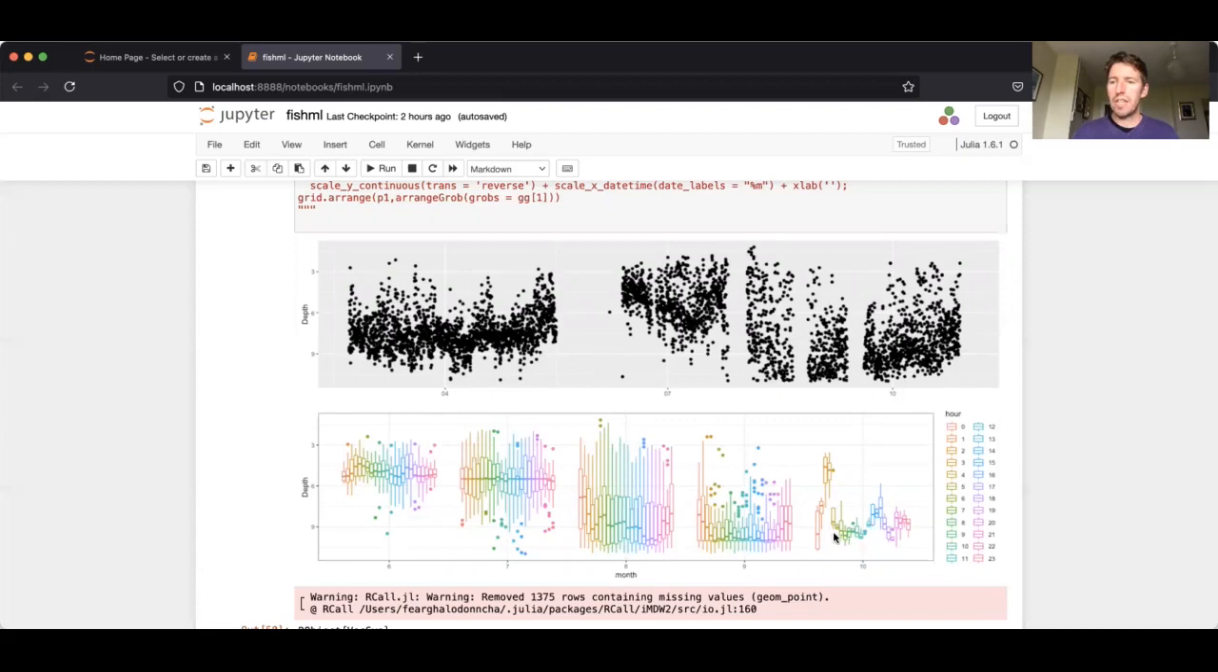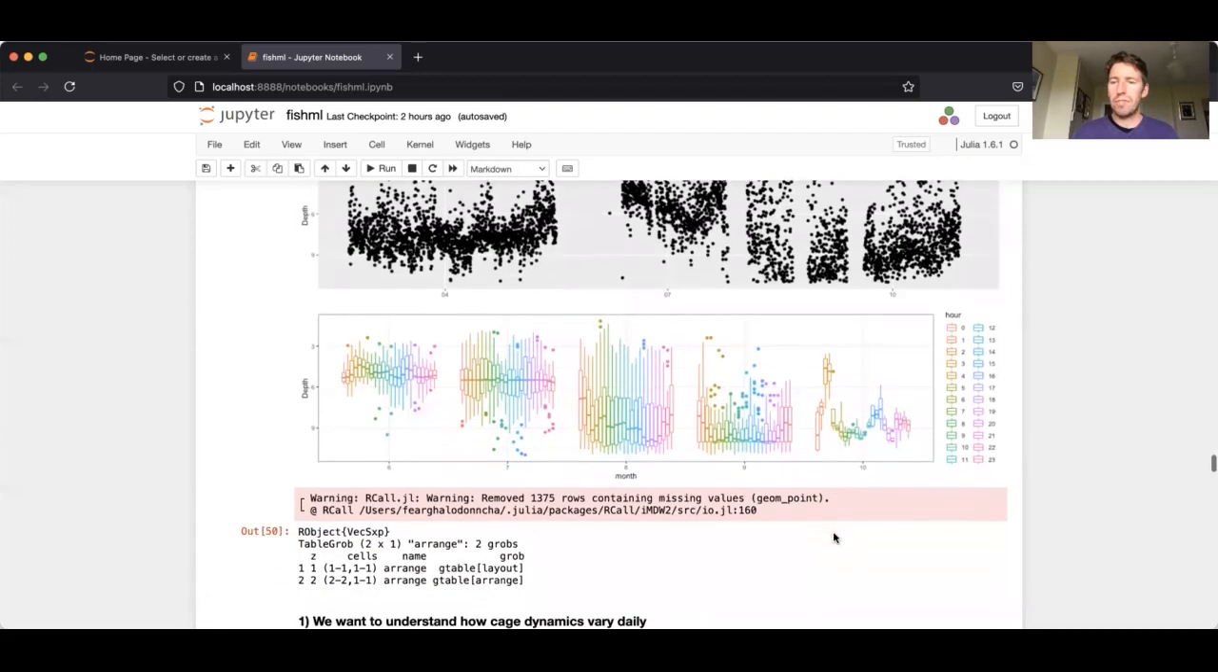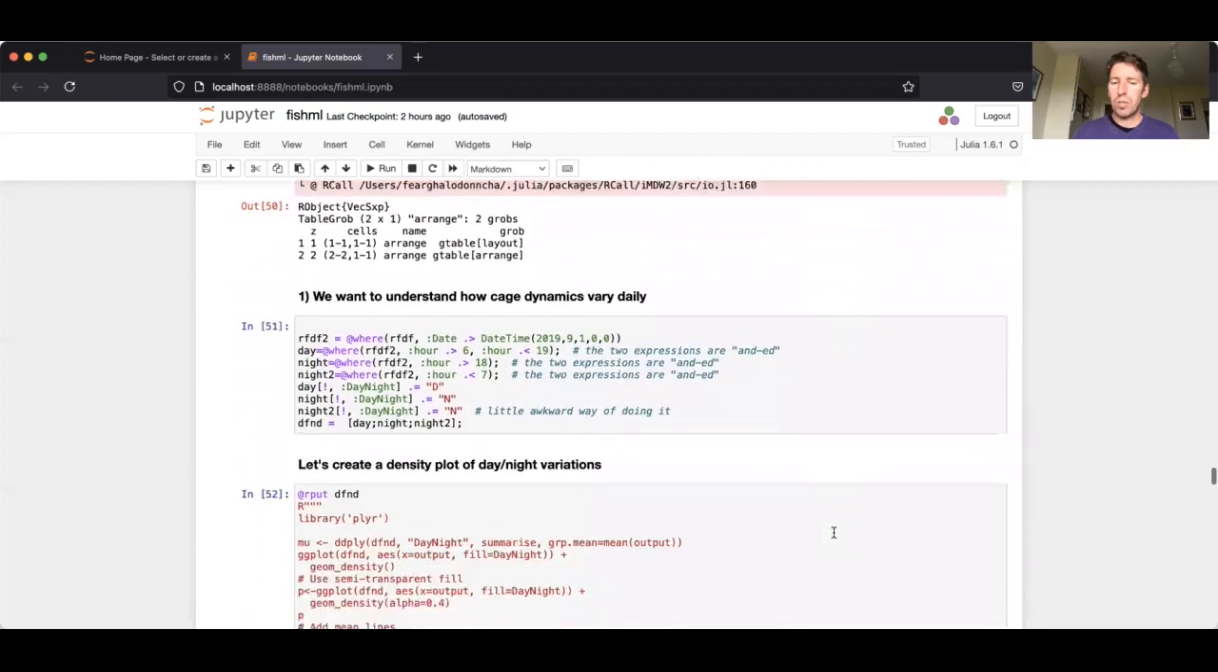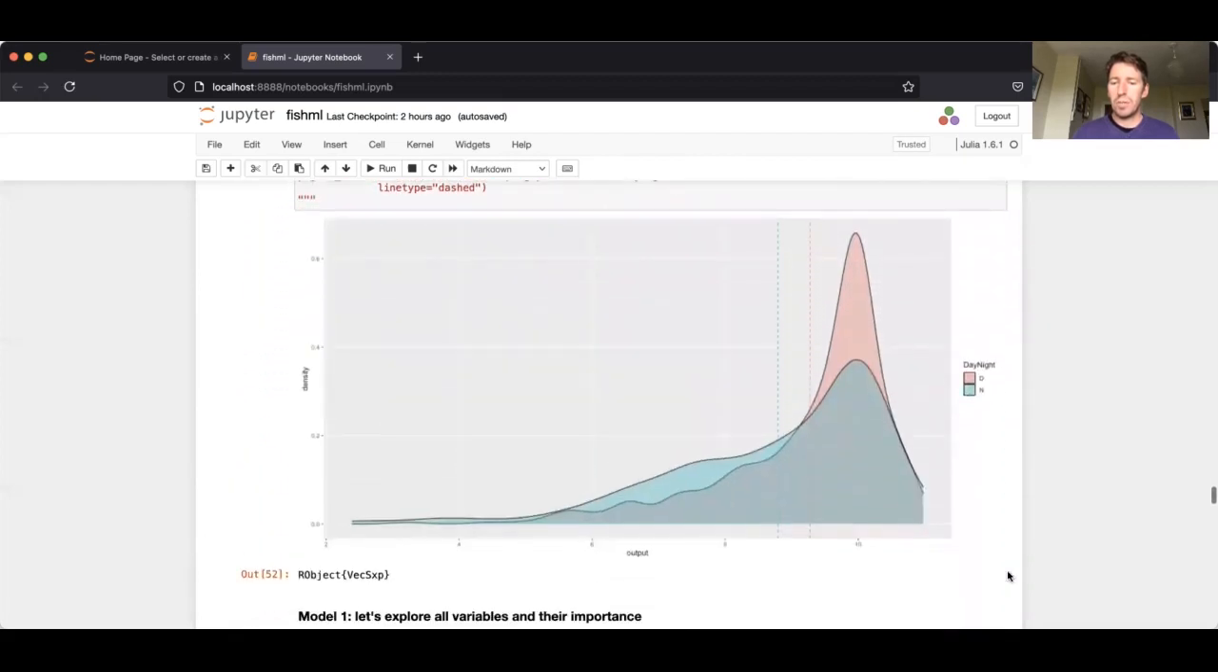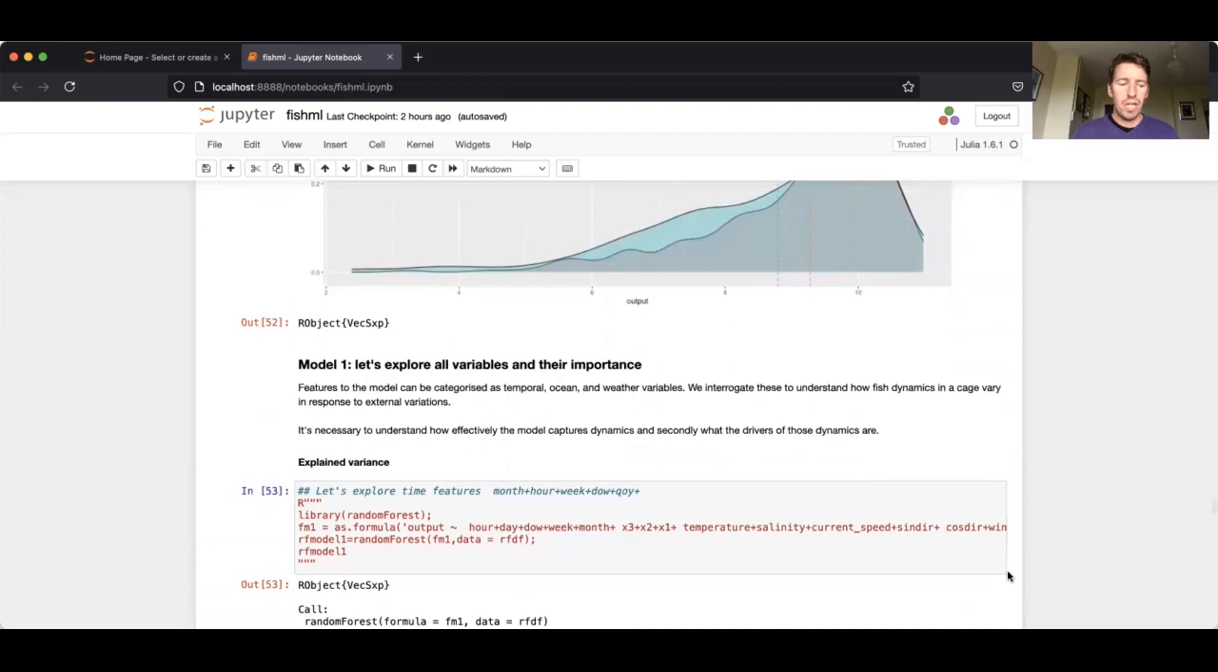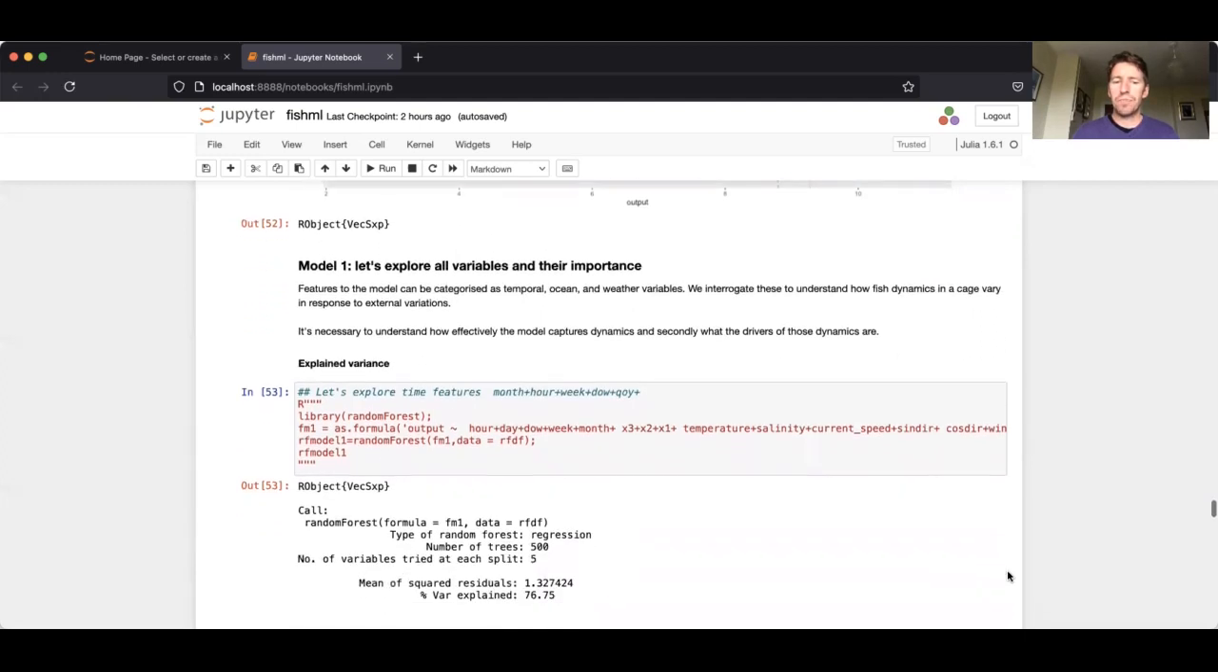And it highlights slight tendencies towards day-night differences, which can be interrogated in more detail with a density plot that highlights that fish are slightly higher in the cage on average during the night than during the day. And similarly, during the day, fish tend to be more tightly clustered. The next step related to the machine learning based analysis to inform on which features drive dynamics and which features are more informative to the machine learning analysis, machine learning forecast and prediction, etc.